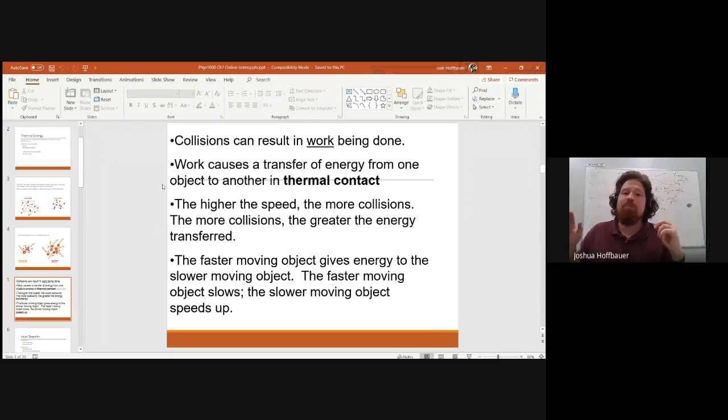Pretty much all atoms have elastic collisions. So when one atom hits another one, energy is going to transfer from one to the other, and they're going to bounce off of one another. In doing so, you can transfer thermal energy from one atom to another by allowing the two atoms to collide. This process is what allows thermal energy to transfer between two different objects.